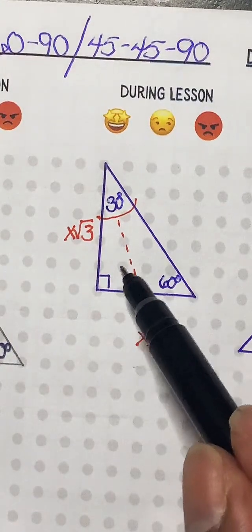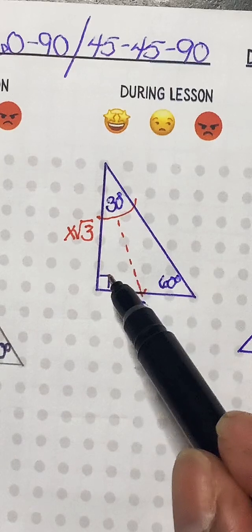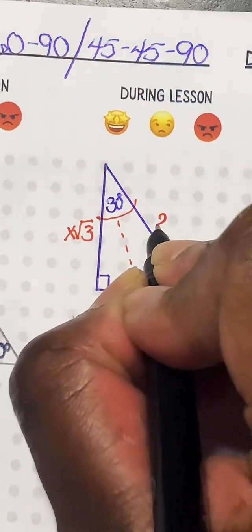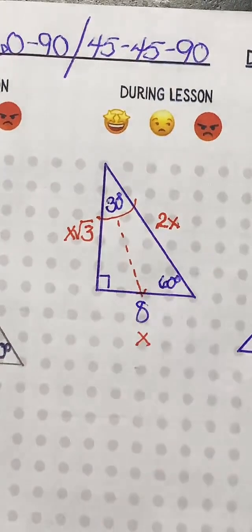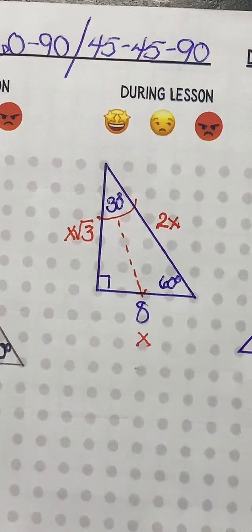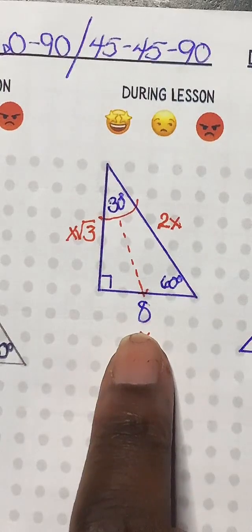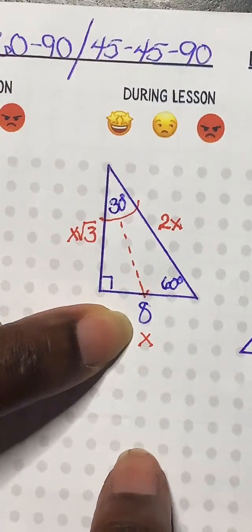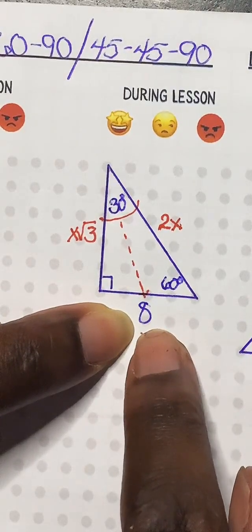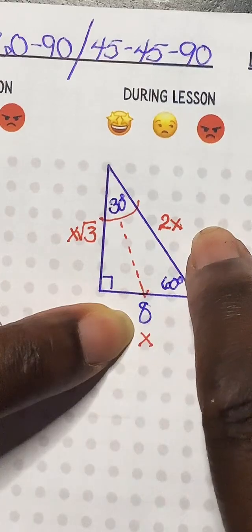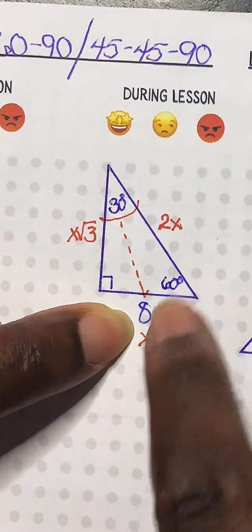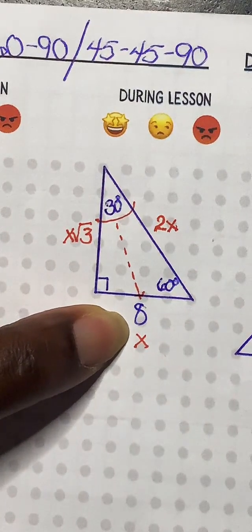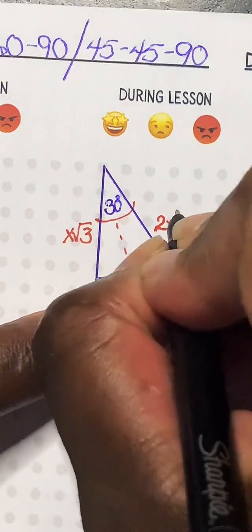And the side that is your hypotenuse, remember, your hypotenuse is always opposite that 90 degree angle. That's going to be twice your smallest side. So they gave us the smallest side. The smallest side is going to be 8. So the easiest thing for me to do is think of the hypotenuse, because the hypotenuse is going to be twice this. So 2x is actually going to be 16.